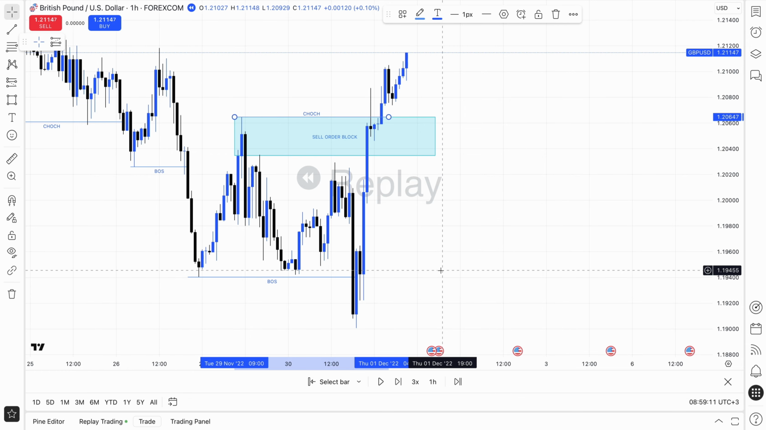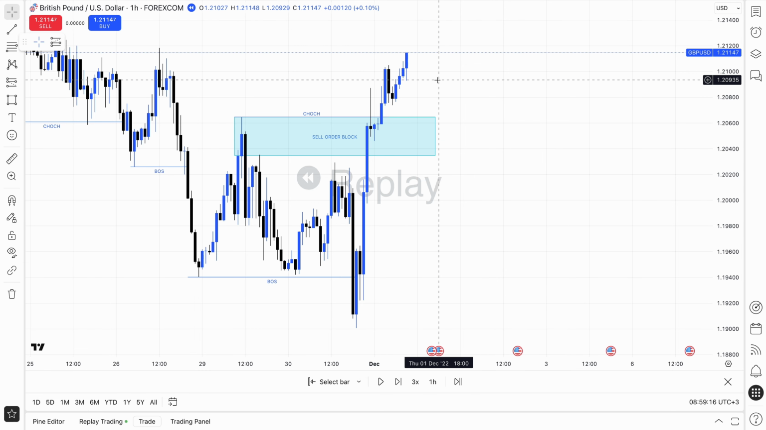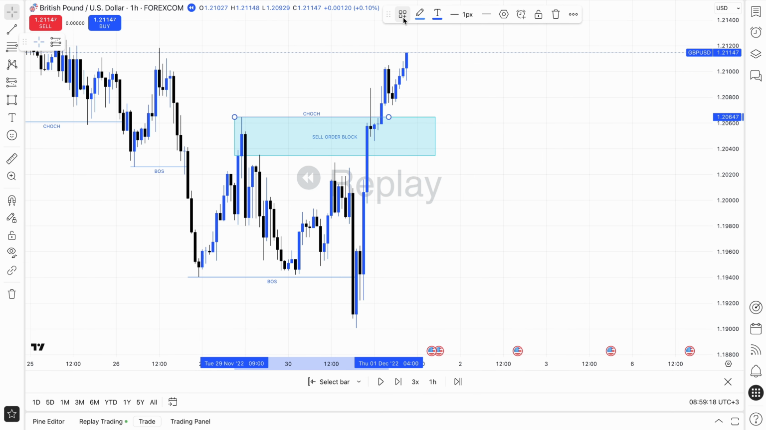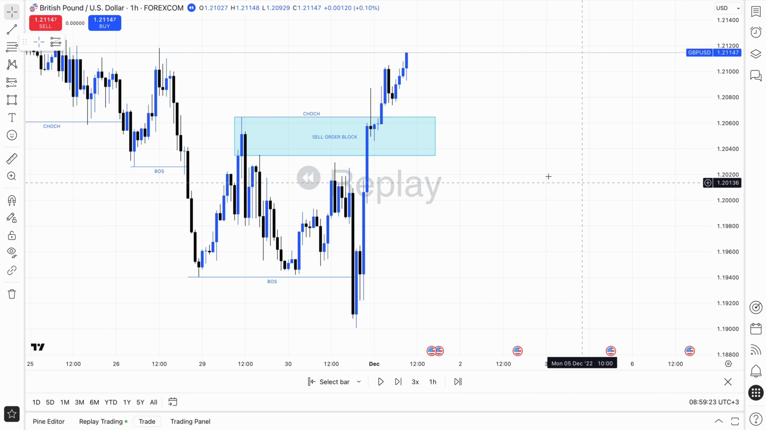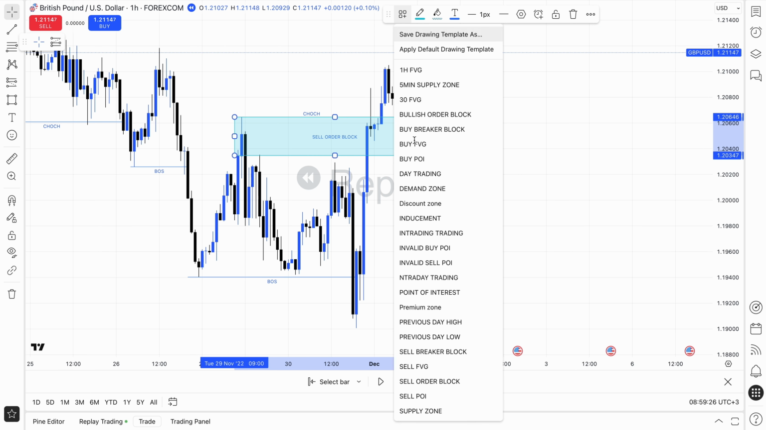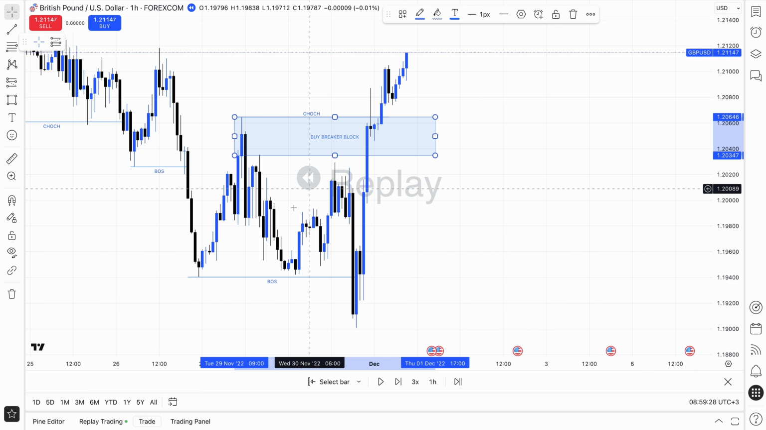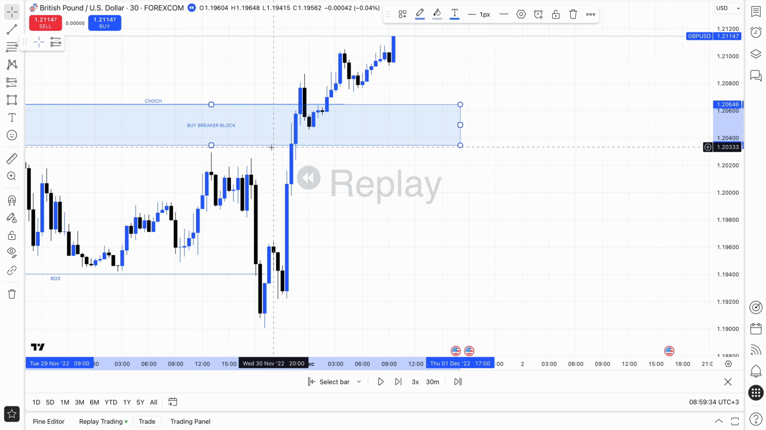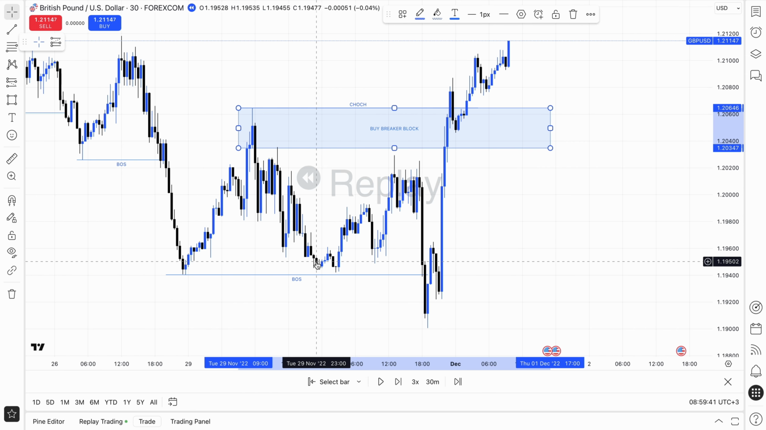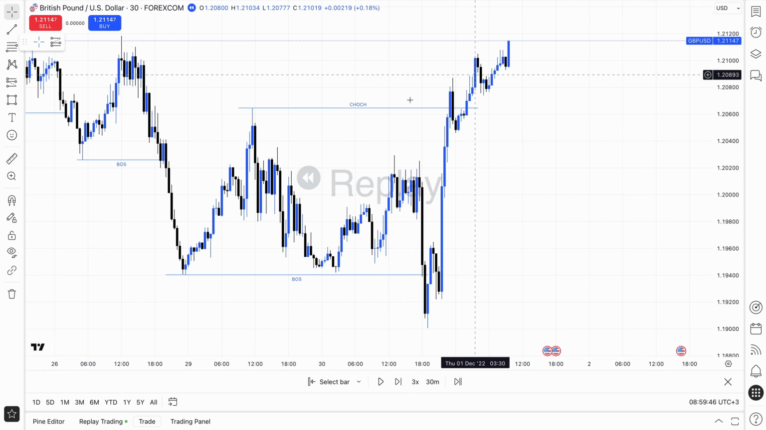We have our breakout structure to the upside. And this now is a buy breaker block, and we got a clean tag, but because of time we couldn't enter that trade because it was seeding session. I don't trade seeding, and this strategy works best in London and New York session.